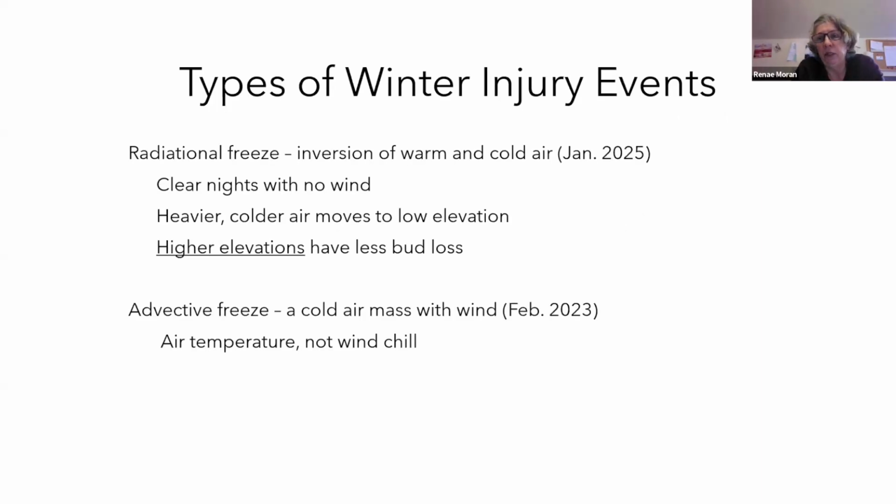There are two types of freezes that cause winter injury, and where we get the inversions of warm and cold air, this would be a radiational freeze. And it's gravity that pulls the cold air down into the low spots and allows the warm air to rise to the higher elevations. And this type of freeze event occurs more often than the advective type of freeze, where a cold air mass will move into the region, usually with strong wind, and then it's the reverse. I see more damage at the higher elevations. But this type of freeze event doesn't happen as often.